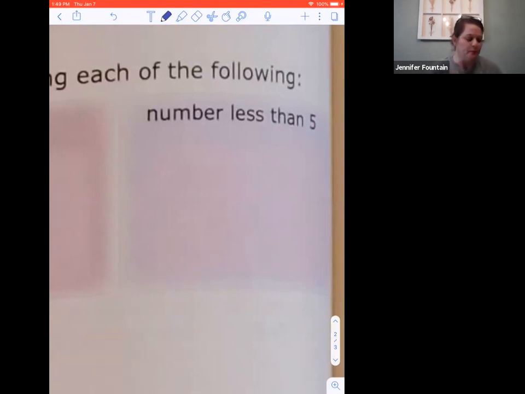So number less than 5, again, I'm thinking about what are my chances of not rolling a number less than 5. So that means my odds against it, I only have 2 here. I could roll a 5 or I could roll a 6. So I only have 2 there. I'm sorry, I wrote that wrong. Since I only have 2 chances of it happening, my odds against it would be a 4. Okay, so the odds against, I have a 4.